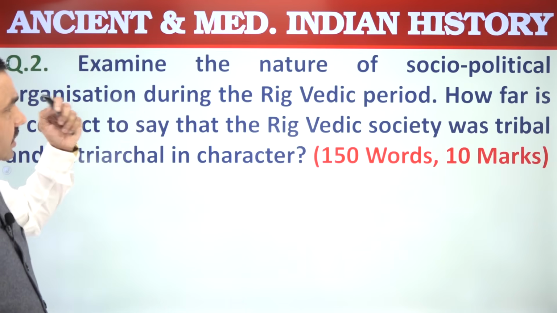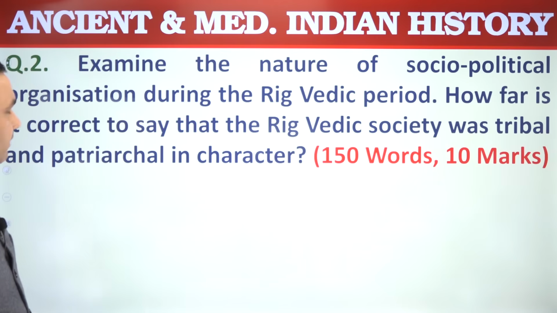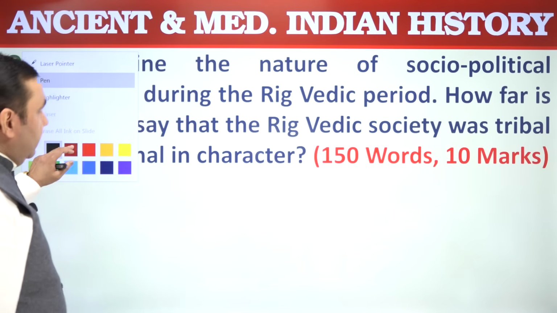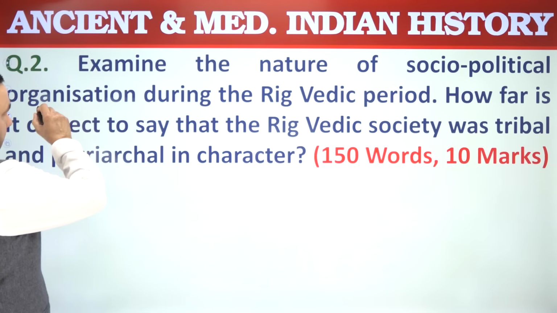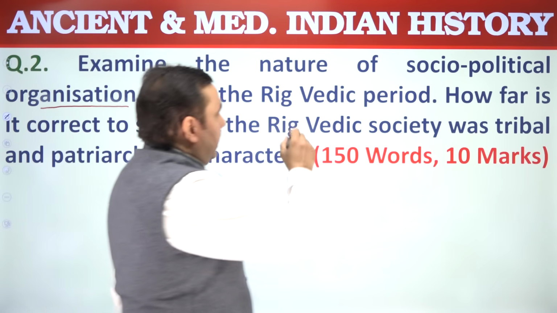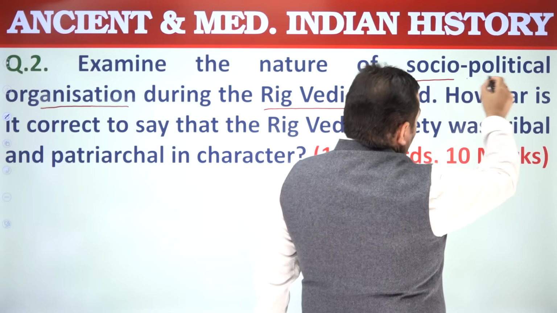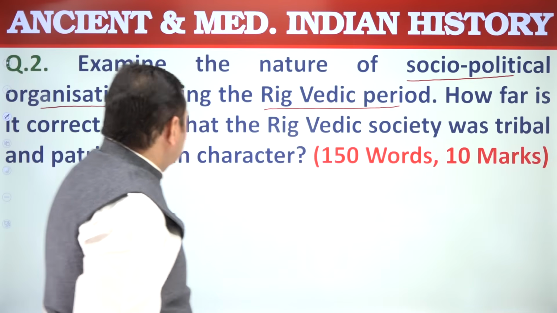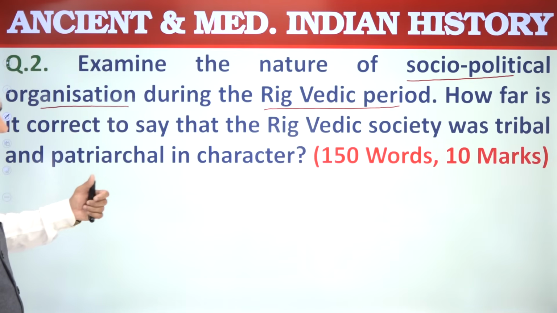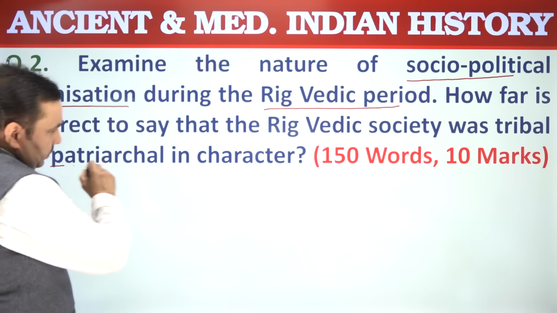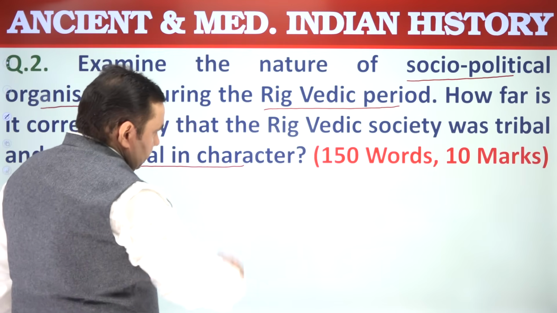Question number 2, examine the nature of socio-political organization during Rigvedic period. So again, identify the key points here, socio-political organization, and age, Rigvedic age or the early Vedic age. How far is it correct to say that Rigvedic period was tribal and patriarchal? So how can we say that socio-political system was tribal and patriarchal in character?